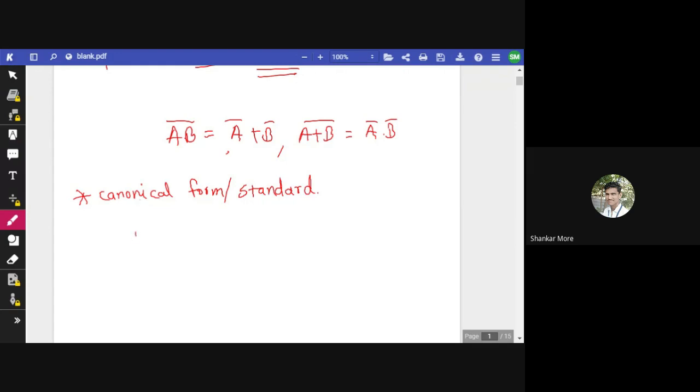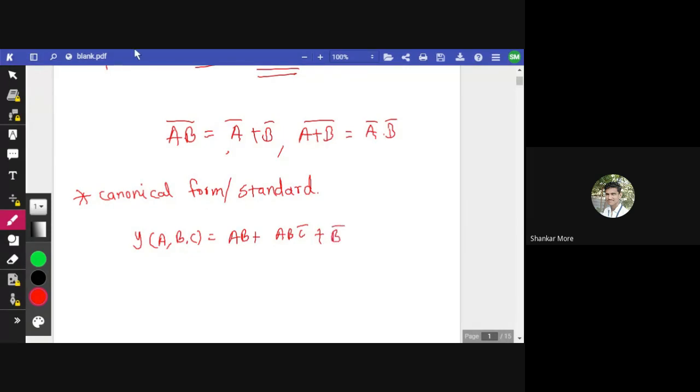Let us suppose we have one equation: Y is an equation in A, B and C. It has AB plus A B bar plus A B C bar, and lastly we have B bar. We have to convert it into its standard form or canonical form.